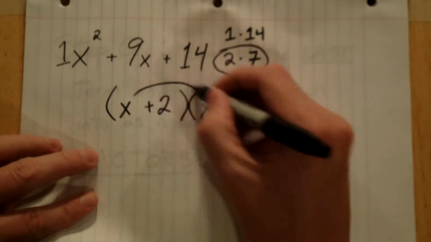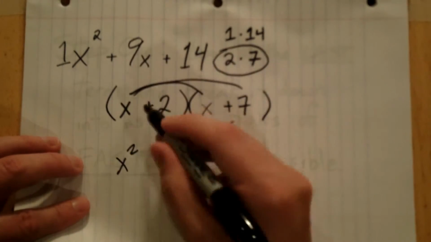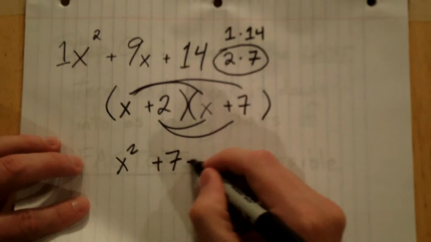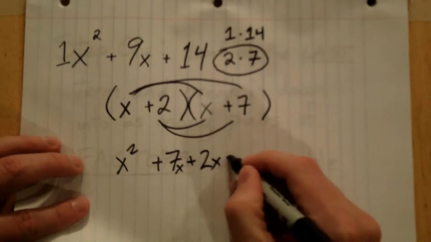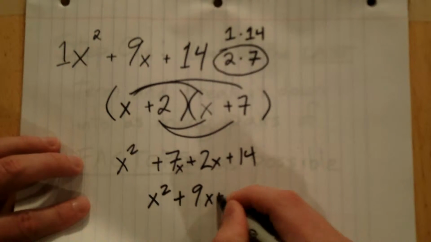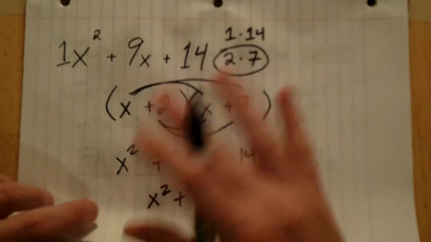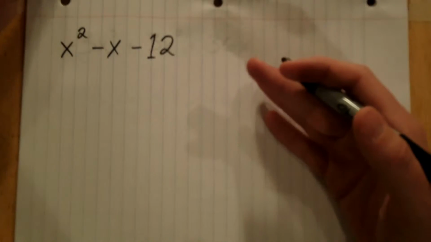Now, don't believe me? Well, do the distribution yourself. Pretty simple. We're going to get x squared plus 7x plus 2x plus 14. Combining like terms, we get x squared plus 9x plus 14. Oh, I guess you didn't have to do that yourself. Anyway, let's practice on another one.